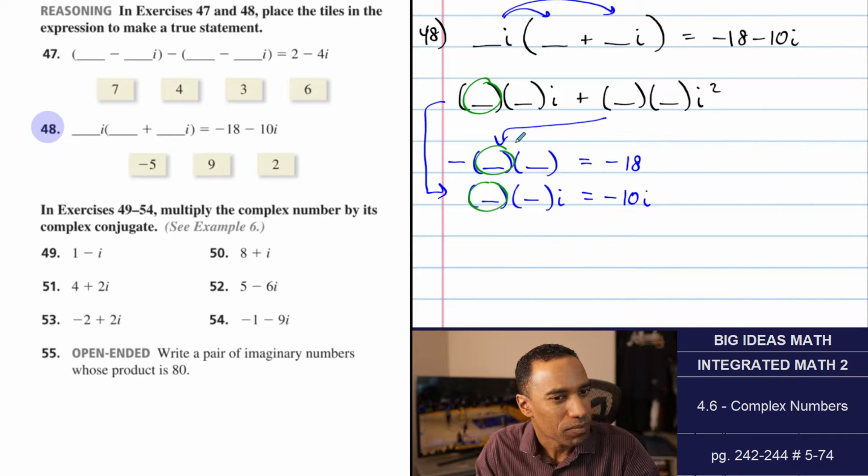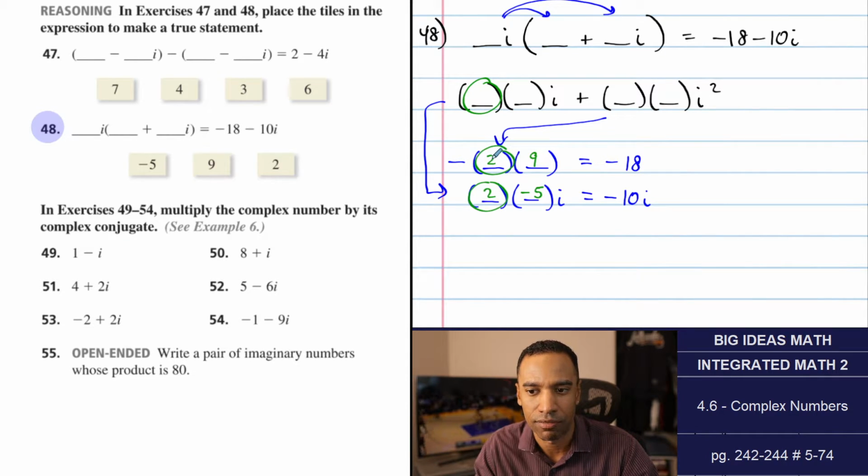But 2 is a common multiple of both of these numbers. So I think it's important that this is the 2. That must mean that this would have to be the negative 5. And this being a positive 9 is still fine because negative 2 times 9 is negative 18. 2 times negative 5 is negative 10i. So I think that'll work there.